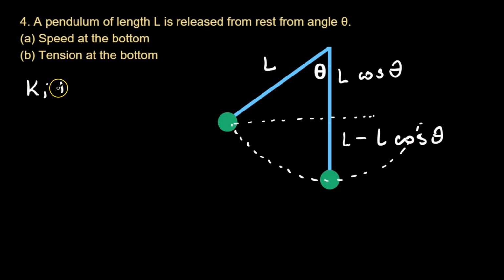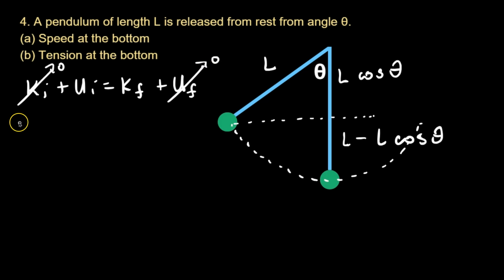Because mechanical energy is conserved, we'll use our conservation of mechanical energy equation, which states that Ki plus Ui equals Kf plus Uf. Initially, the pendulum is not moving, so the kinetic energy is 0. And then when the pendulum is at the lowest point, the potential energy is 0 if we set the lowest point as height equal to 0.